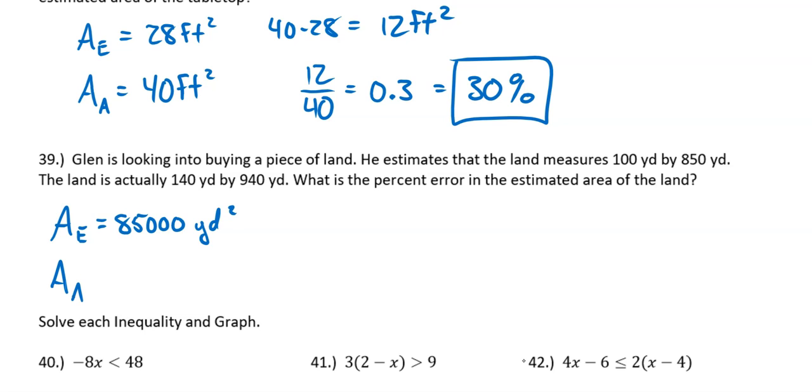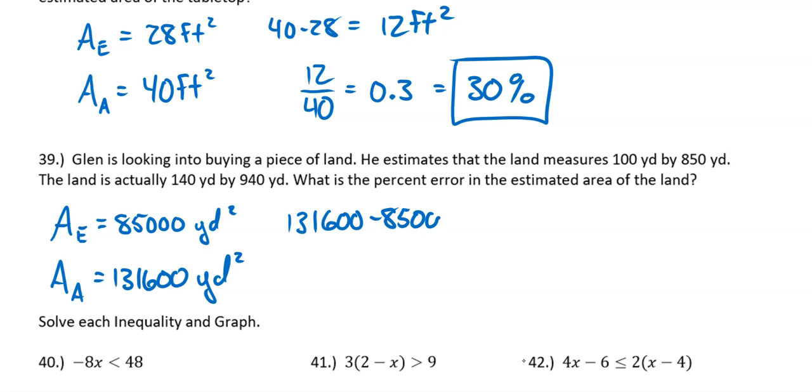The actual area, and this one you might actually have to plug in. You probably don't want to do that one in your head. The 140 times the 940 gives me 131,600. And so again, we see his estimate. We see the actual value. I want to know how far off he is. So I'm going to just subtract these to see how far off he was.